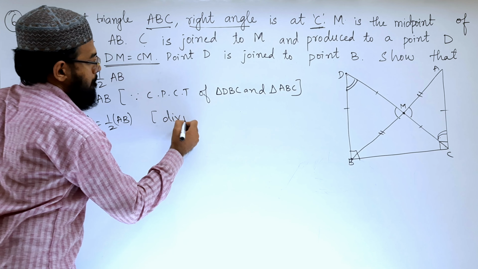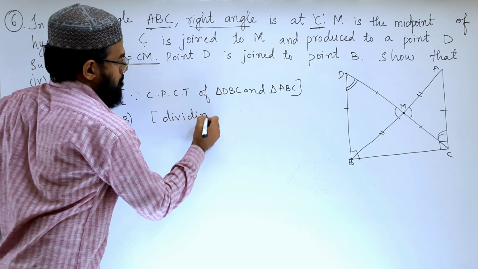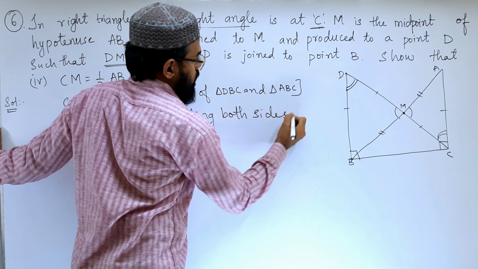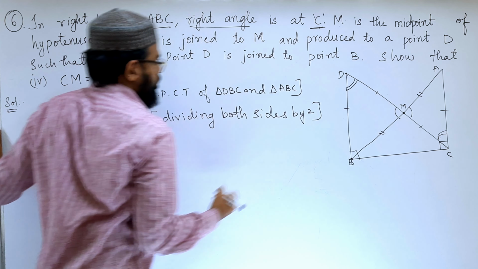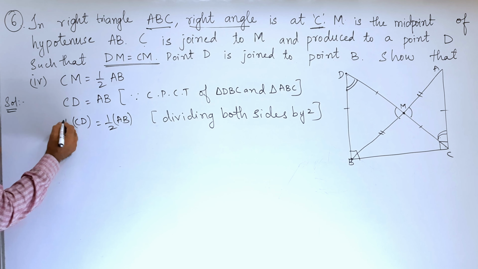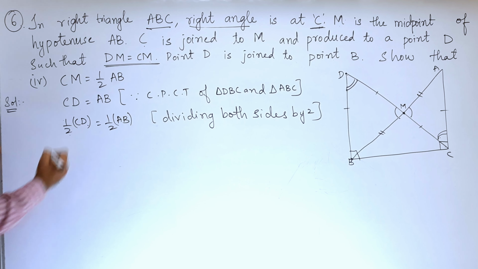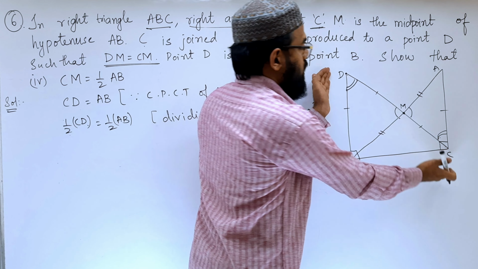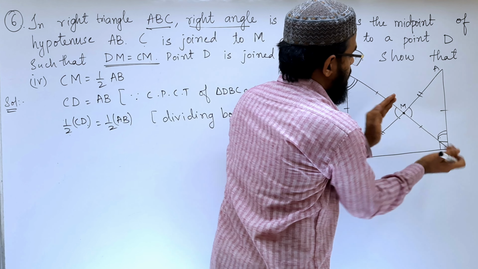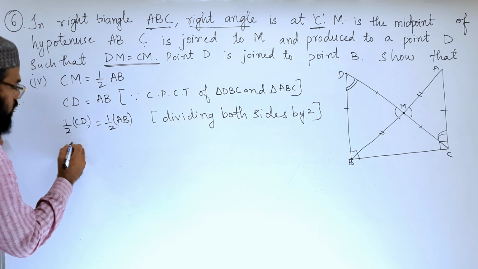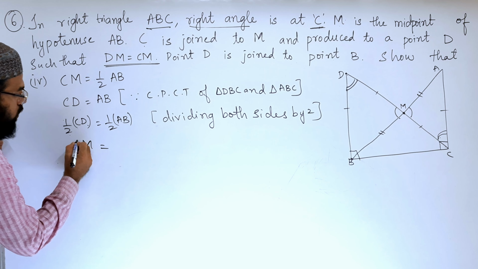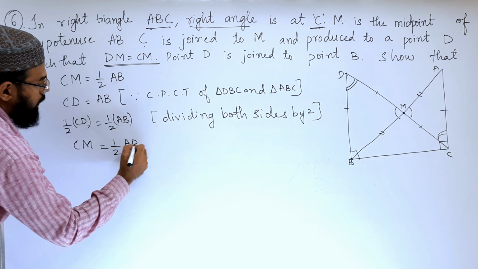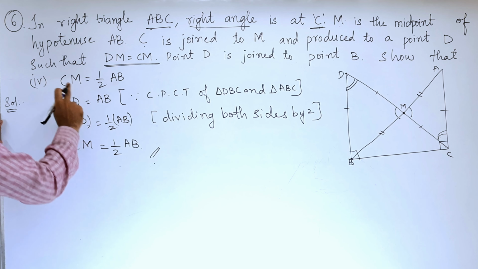Now we will take half of CD and half of AB, dividing both sides by 2. So we get half of CD equals half of AB. If you see, M is the midpoint of CD, so half of CD is CM. So CM is equal to half of AB, which is required.